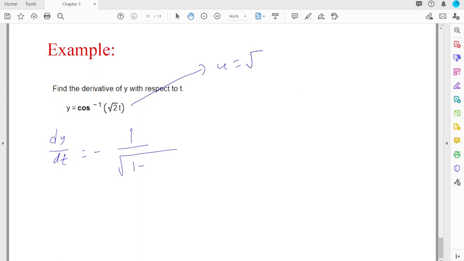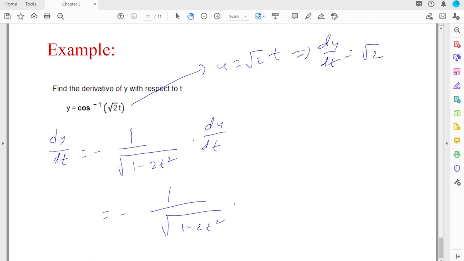In our case u is square root of 2 times t. So u square means it's 2t square, times du over dt. So that is 1 over square root of 1 minus 2t square. Find the derivative of u with respect to t. That is square root of 2 only, because the derivative of t is 1. So the answer is negative square root of 2 over square root of 1 minus 2t square. Okay, so that's the derivative of an inverse trigonometric function.